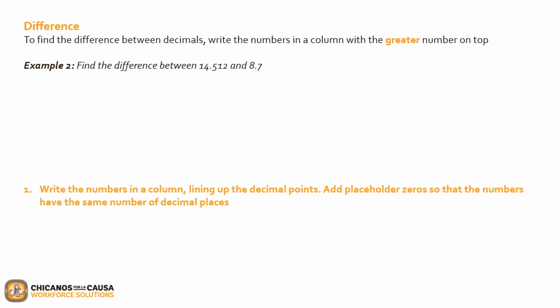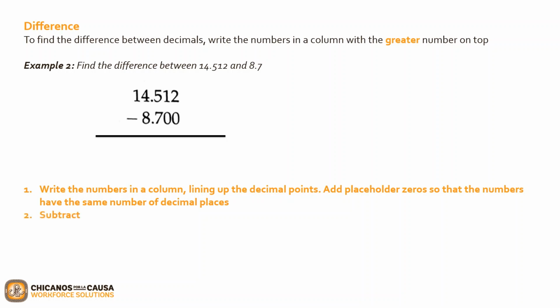Let's start with our basic step, which we've already mentioned, but it doesn't hurt to cover it again. We are going to write the numbers in a column. We are going to line up the decimal points and add any placeholder zeros so that the numbers have the same number of decimal places. Now remember that this is optional, but if that helps you, please go ahead and do so. So here we can see that we have written our numbers in a column, with 14.512 being on top, given that it's the greater number.